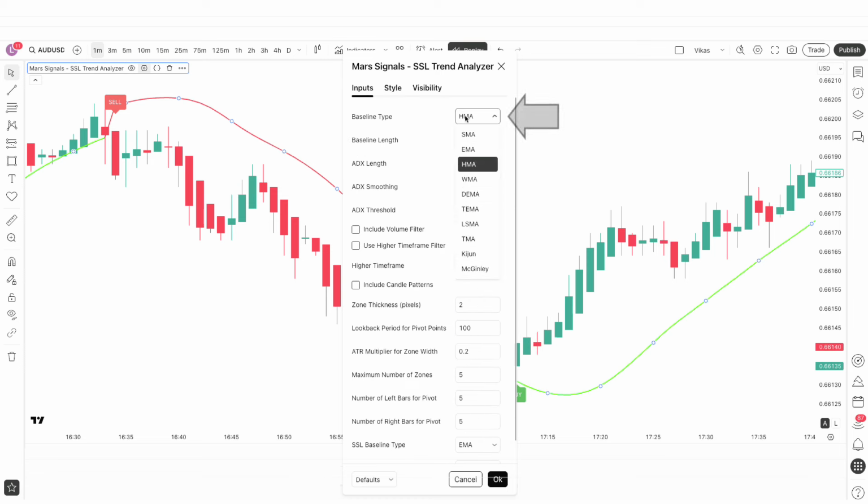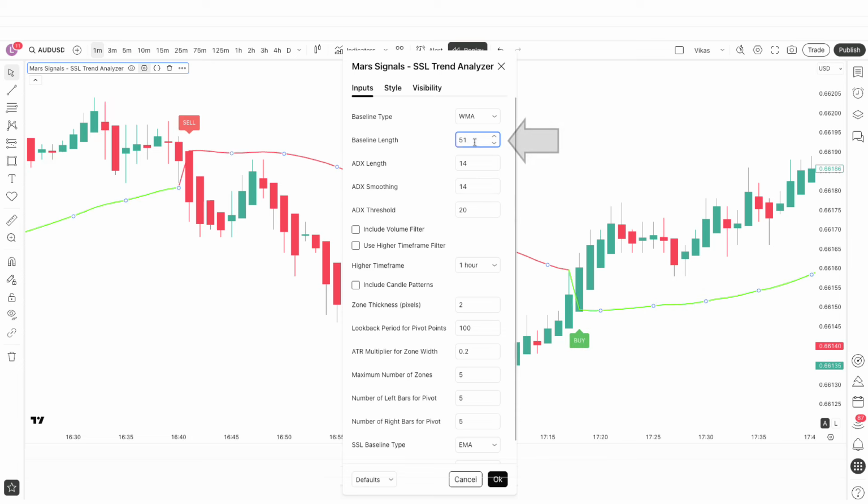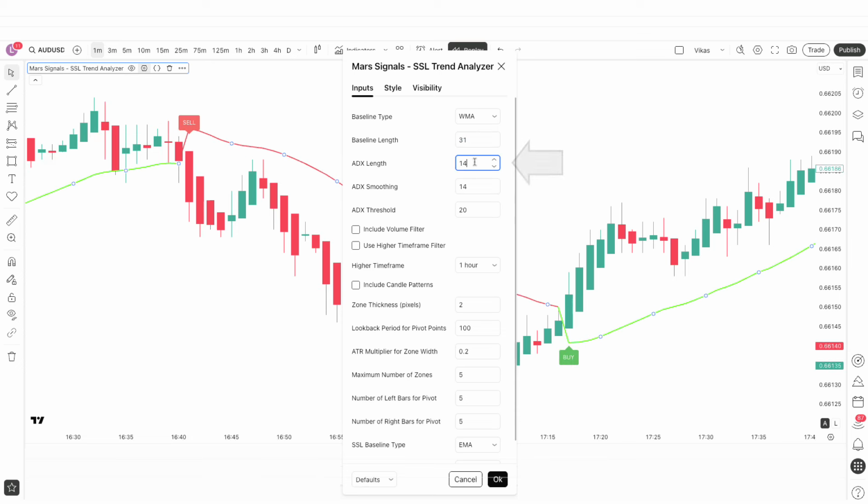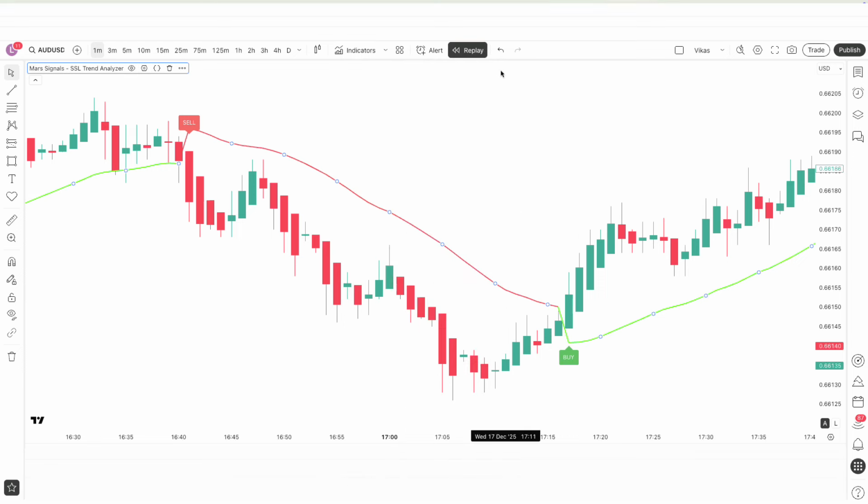We have to change this baseline type option from HMA to WMA. Change this baseline length option from 55 to 31. Change this ADX length option from 14 to 20. Change this ADX threshold option from 20 to 15. After that, we have to apply another indicator on the chart.